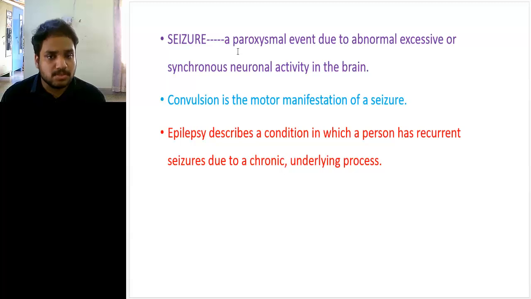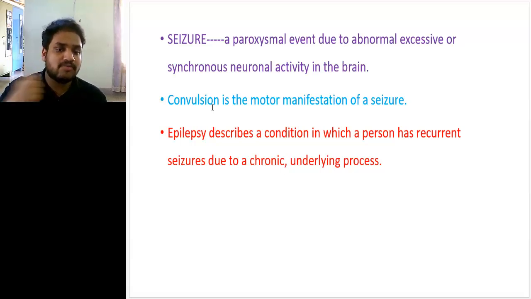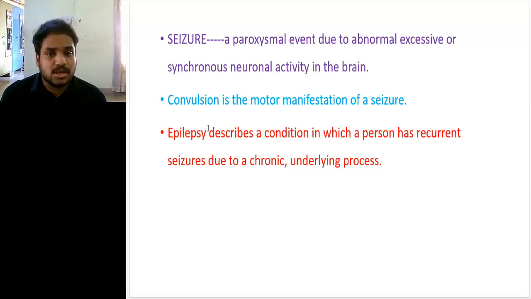So what is seizure? Seizure is nothing but a paroxysmal event due to abnormal, excessive or synchronous neuronal activity in the brain, right? Remember, you have to know the difference between a seizure, a convulsion and epilepsy. Convulsion is just the motor manifestation of the seizure, what you see, the jerks. And epilepsy describes a condition in which the patient has recurrent seizures due to a chronic underlying process.